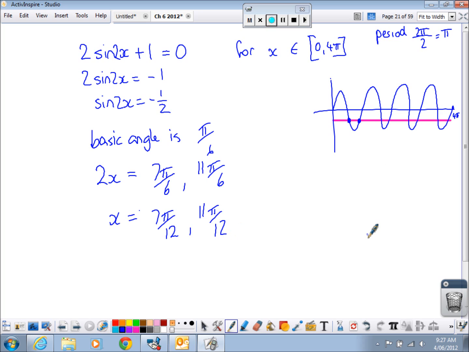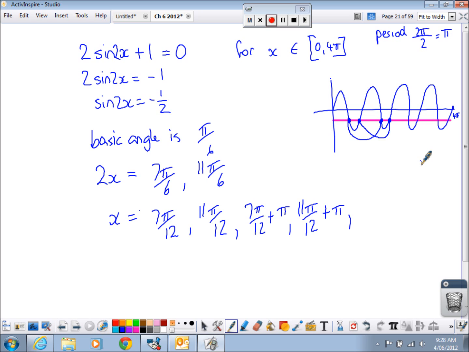And now to get the rest of the solutions, we just need to keep adding the period to those solutions until we've got to the edge of the domain. So 7 pi on 12, add a period. 11 pi on 12, add a period. The 7 pi on 12 plus a period is going to give us this one. And the 11 pi on 12, do I keep saying 6? Ignore me when I'm saying 6, it should be 12. Gives us the fourth solution. Then we need to keep going from there, so we need to keep adding periods to those solutions.